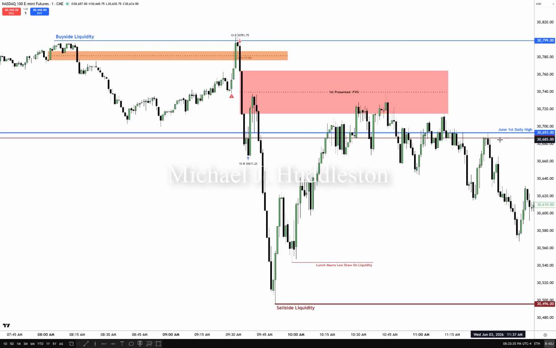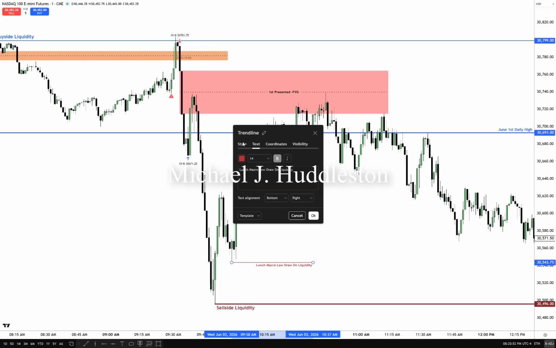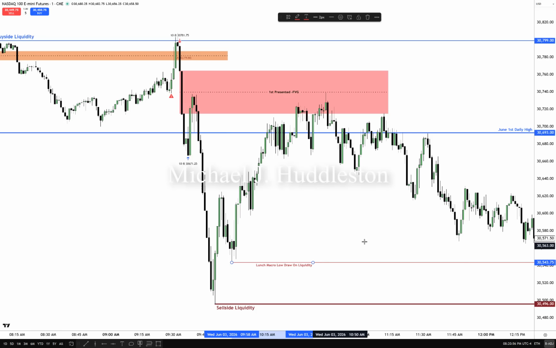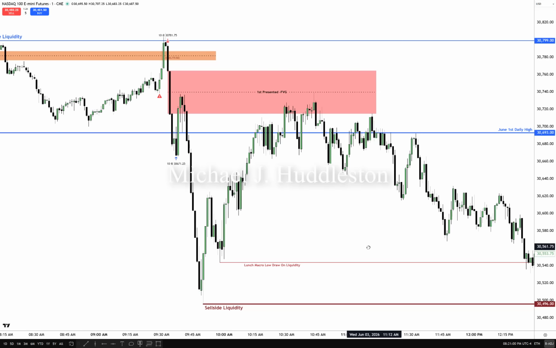I'm going to take this red line off because that was the target I aimed for my short this morning. So that way we take that off. Failed to touch the high of June 1st there. Weakness, fair value gap, bearish sell off. And this can be drawn out to, right. Okay. And it's the lunch macro low that we're in drawdown to.